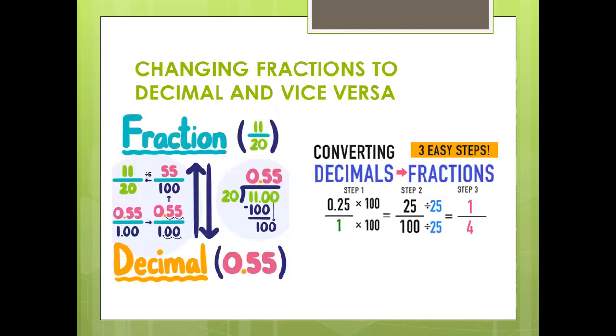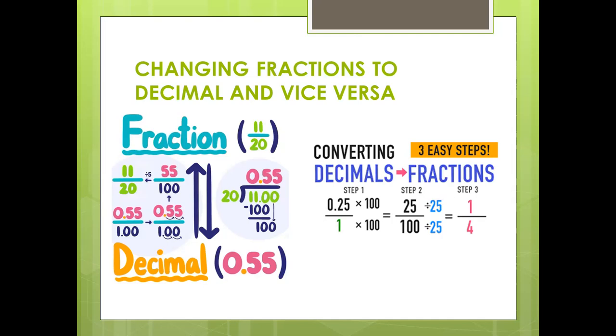So another concept that we need to learn is changing fractions to decimal and vice versa. To change a fraction to a decimal, simply divide the numerator by the denominator.